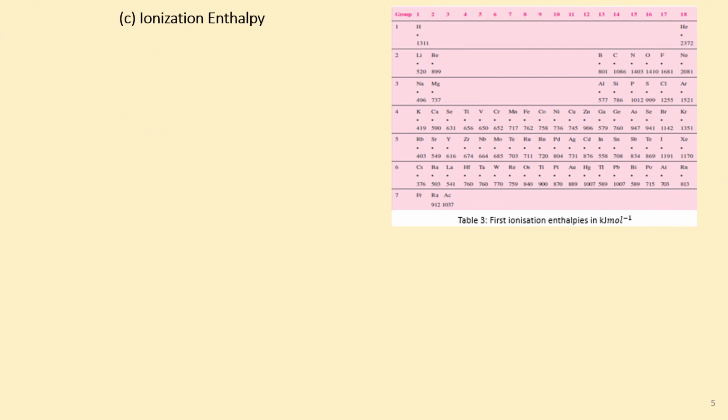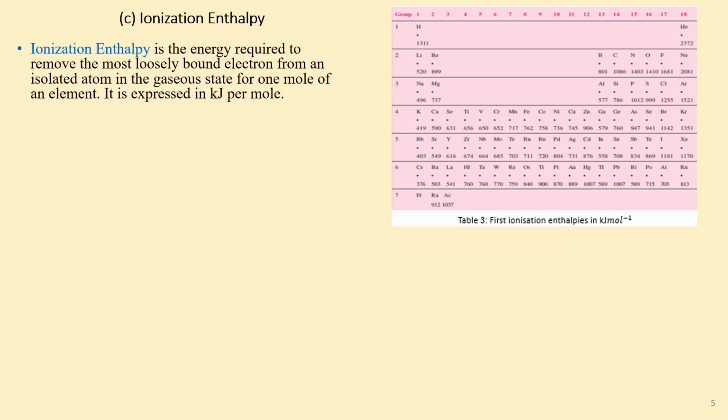Ionization enthalpy is the energy required to remove the most loosely bound electron from an isolated atom in the gaseous state for 1 mole of an element, and it is expressed in kilojoules per mole. It can be written as M in gaseous state plus ionization enthalpy gives M plus in gaseous state plus an electron.